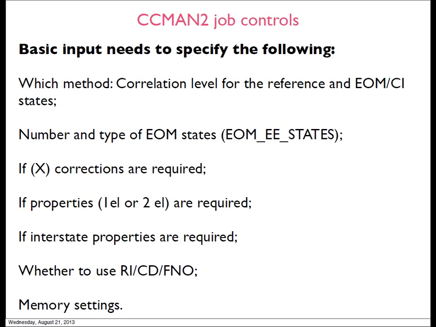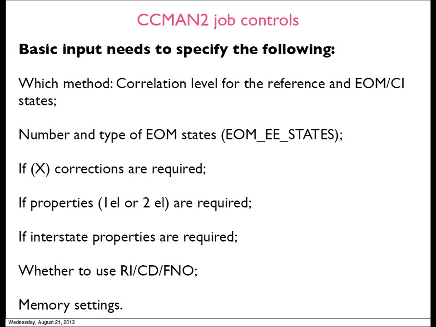So we can start with something very basic that people see when they just start doing calculations, and which makes a lot of sense. For example, for any calculation in the input, we need to specify what exactly we want in terms of correlation level, for reference and for target states. For example, CCSD for reference, equation of motion CCSD for target states, and so on. Number of target states and their type, we can ask for equation of motion for excitation energies, or for something else, whether we want higher order corrections, whether we want properties, interstate properties, and whether we want to use some of the enhancements.